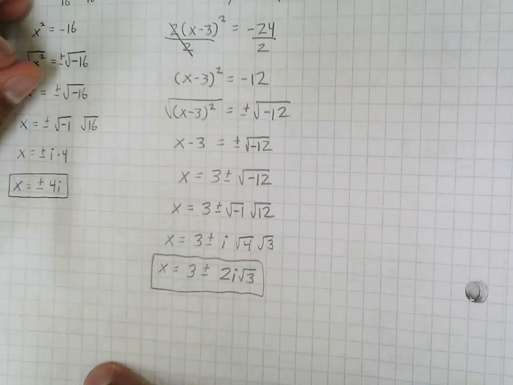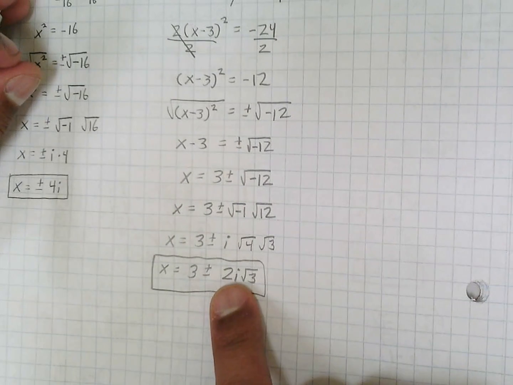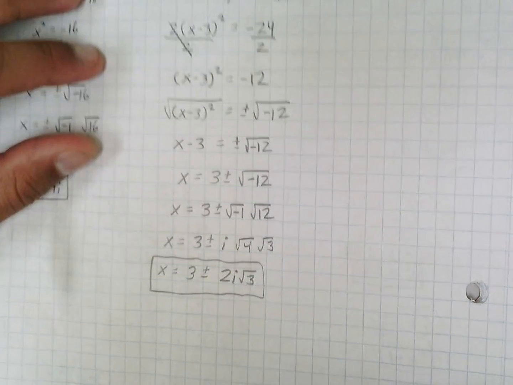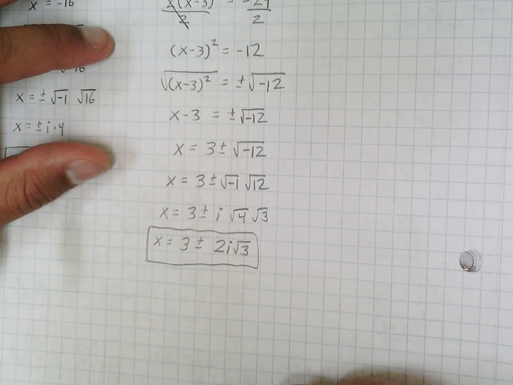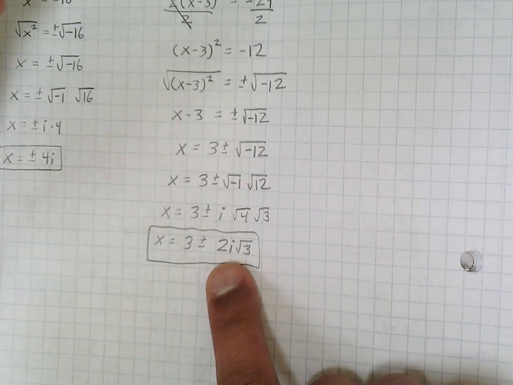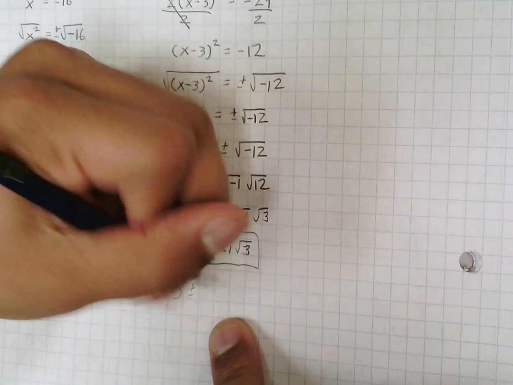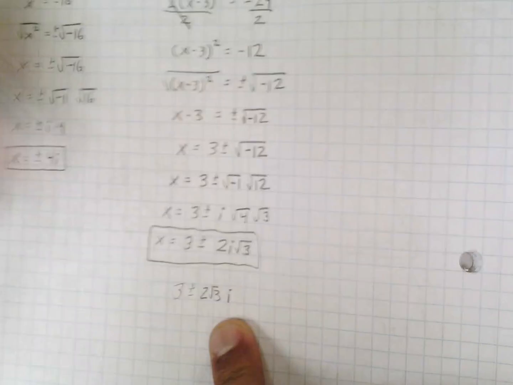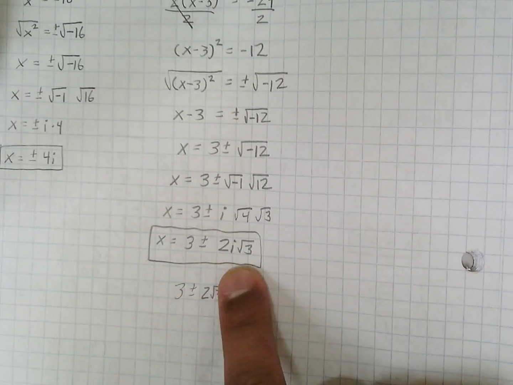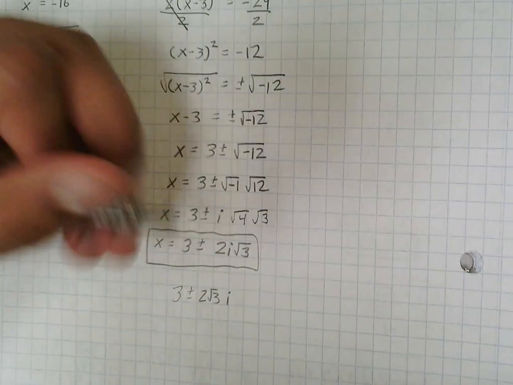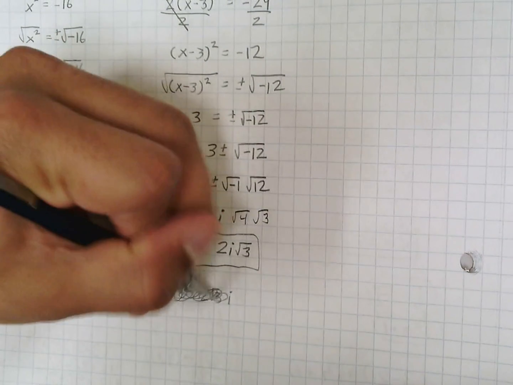So I have two answers: 3 plus 2i root 3 and 3 minus 2i root 3. And I'm pretty sure this is the form in which we write it. You might see 3 plus or minus 2 root 3i. No, 2i root 3 is typically how you see it, even though this is correct as well. So we'll leave it like how we have it.